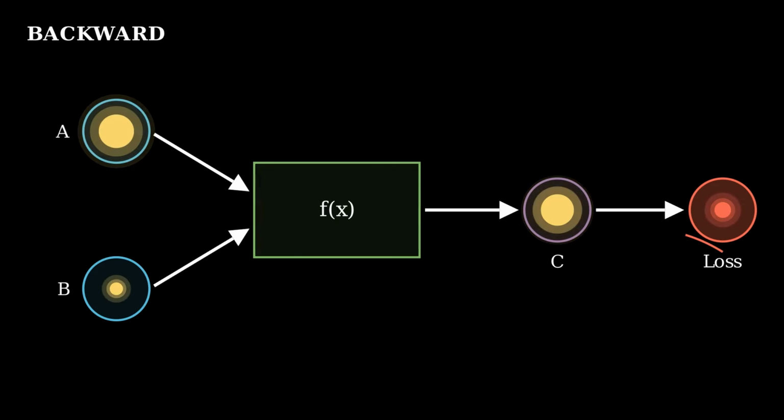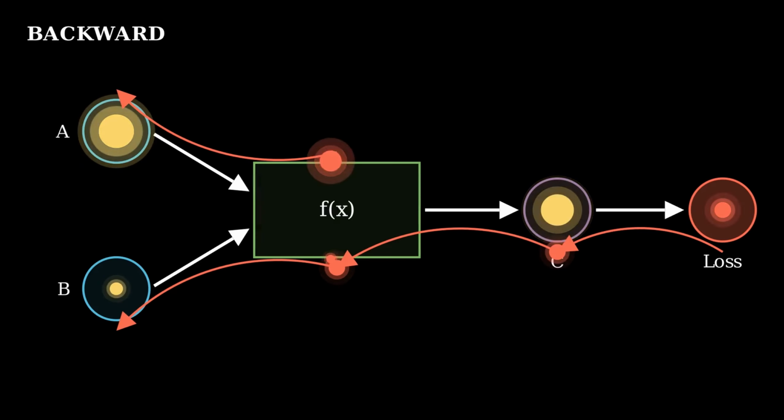Once we know the error, we need to tell the system, hey, A and B, adjust your values so that the function produces a C, the output, that is closer to the ground truth. This is called the backward pass. The error flows backward all the way to A and B, where it's used to correct them.